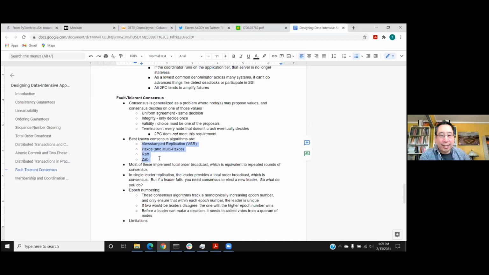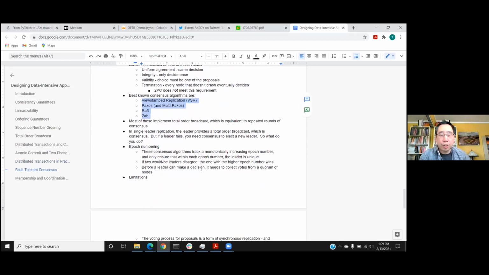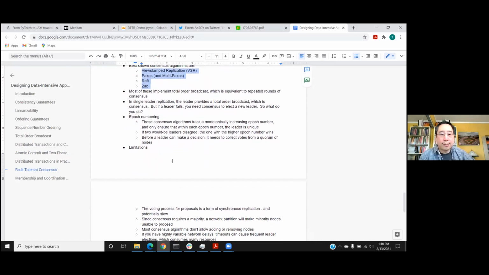And then they do explain that, generally speaking, how they're going to implement it is using a total ordered broadcast. And what they're going to do is this epoch numbering business. I found it to be a little bit reminiscent of the Lamport timestamps. But basically what it says is that the epochs are monotonically increasing. And so say you're doing leader election, there will only be one leader per epoch.